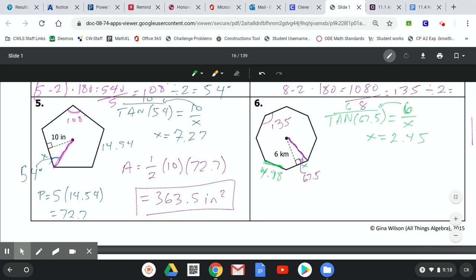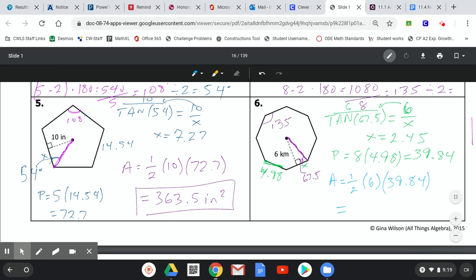We know the whole length is 4.98. It's double 2.49. So to find the perimeter equals how many sides we have? 8 multiplied by 4.98. Okay, once we do that, we get a total perimeter of 39.84. Alrighty, and then we know what our apothem is. So switching colors here to do the area. Area equals 1/2. What's the apothem? Oh, it's 6. Alrighty. Times 39.84. There we go. Bingo.